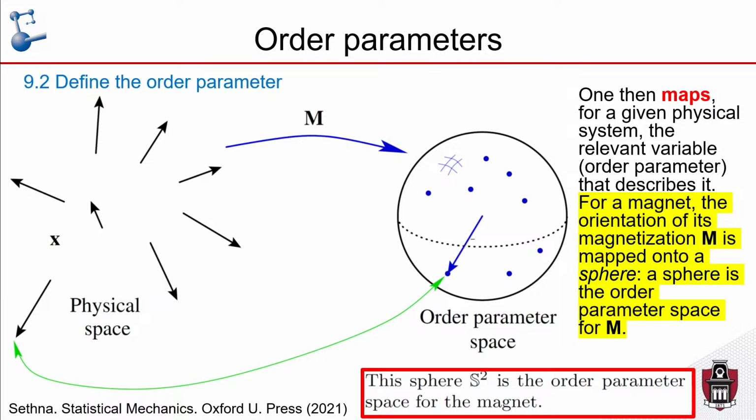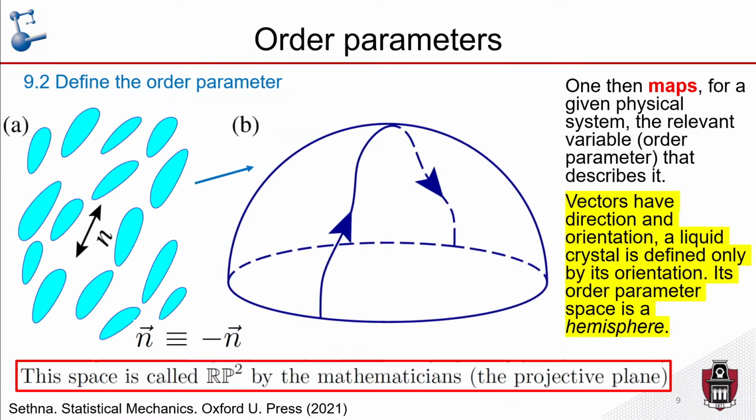This is notation that Eduardo introduced on the second day too. In this case, that order parameter space is the sphere. The coefficients that we have here indicate the dimension of that sphere. So if we had S1, that would be a circumference, S2 is a sphere, S3 is a hypersphere, and so on and so forth. So that's the order parameter for a magnet.